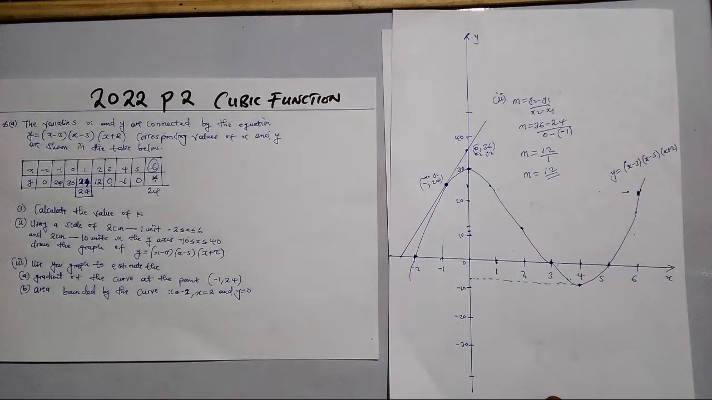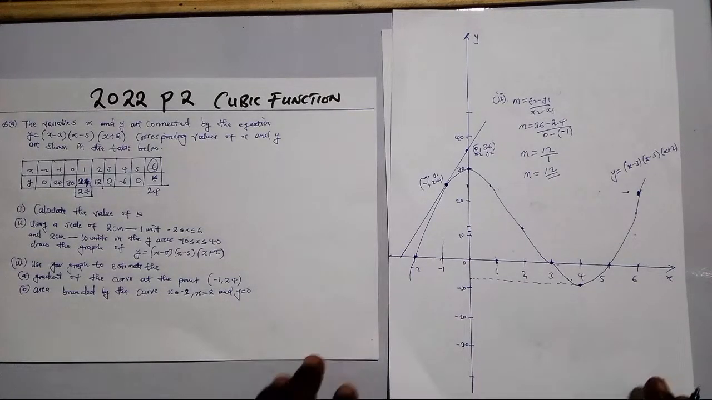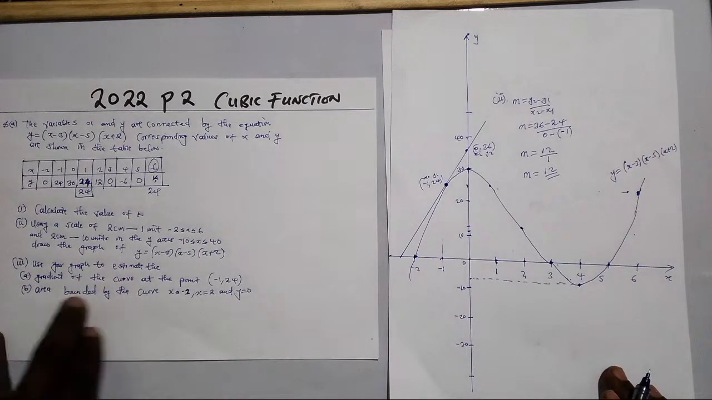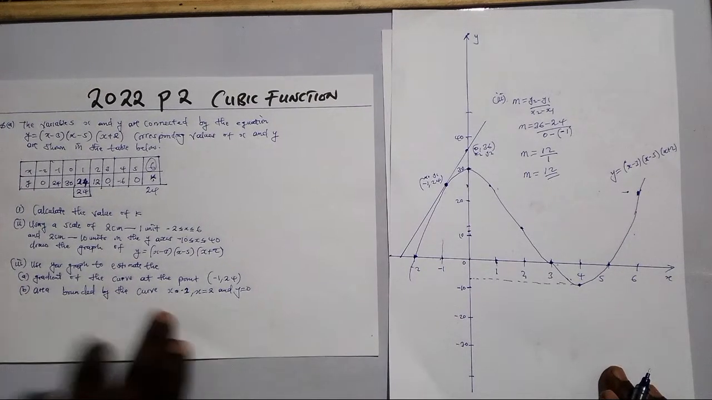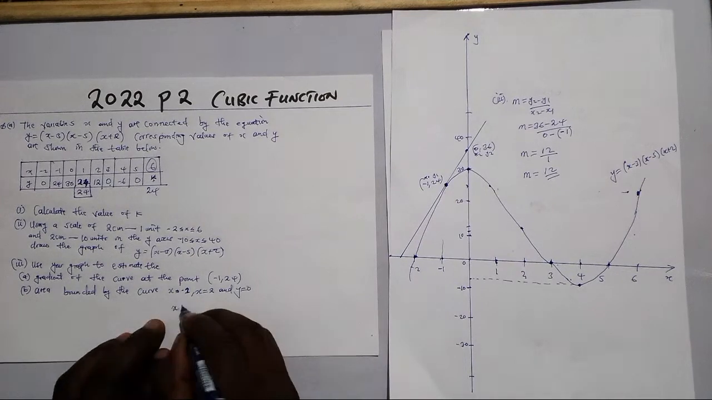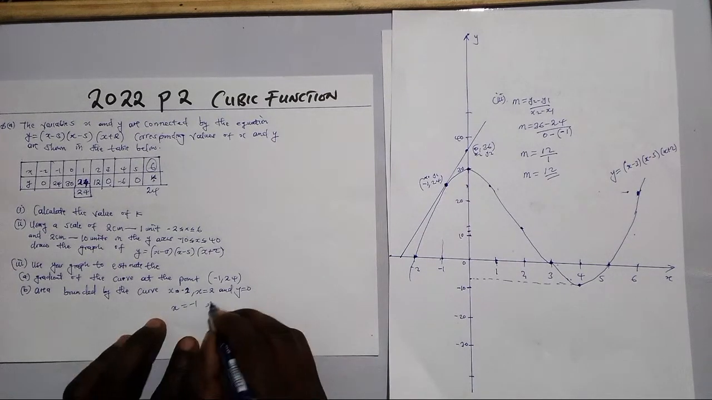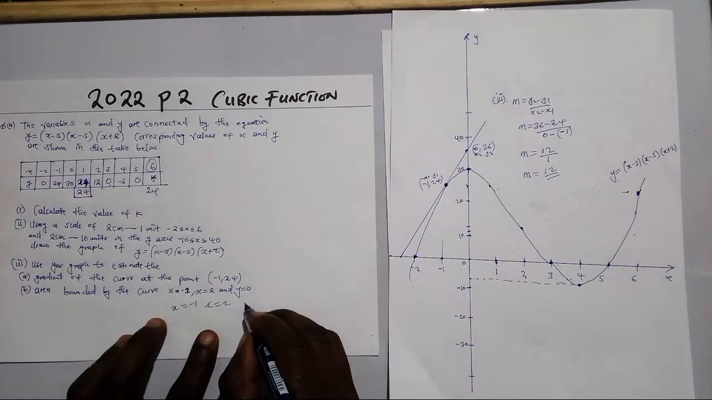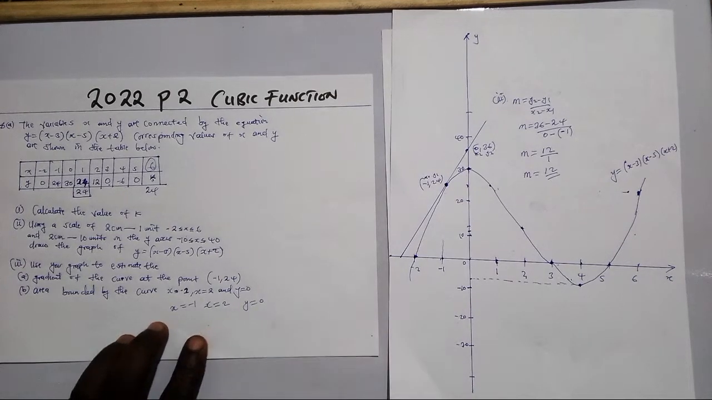Then now we are done for A. Then now let's find the area bounded by the curve, where we have x equals minus 1, another x will be equal to 2, then y is 0.